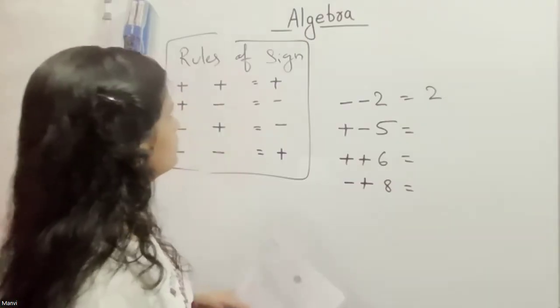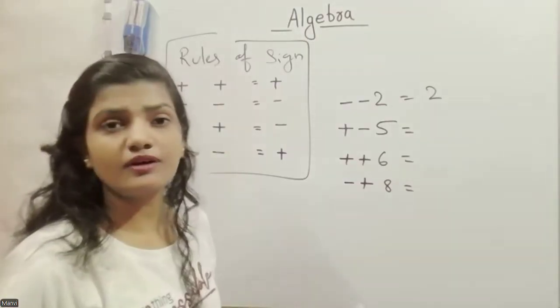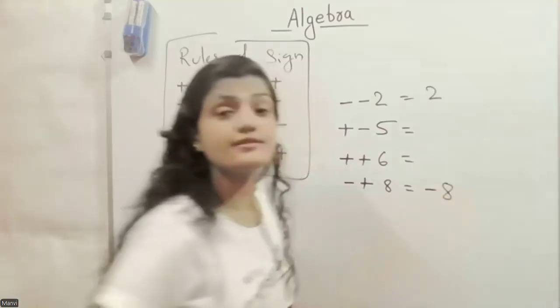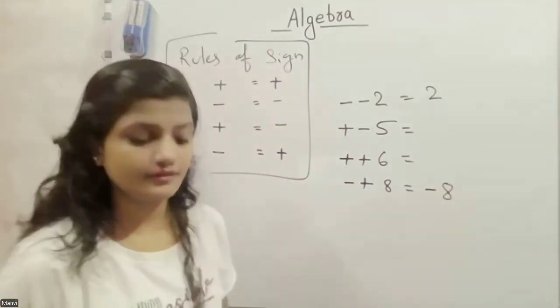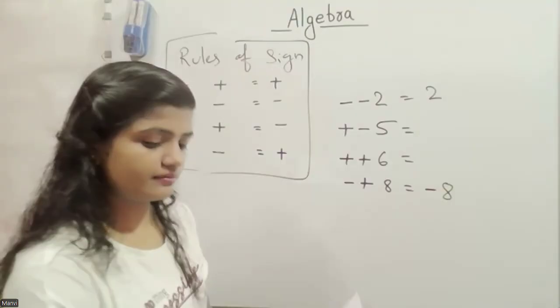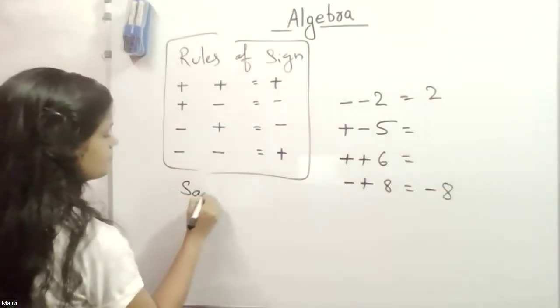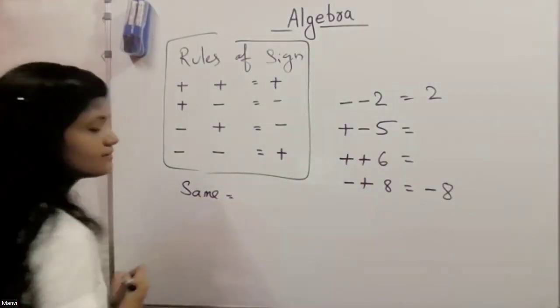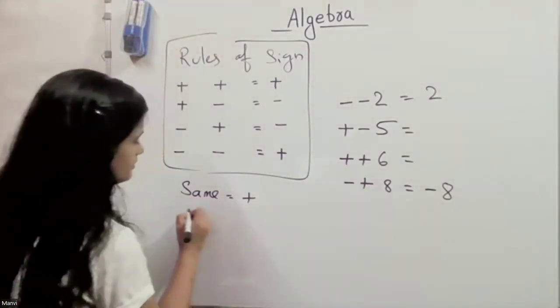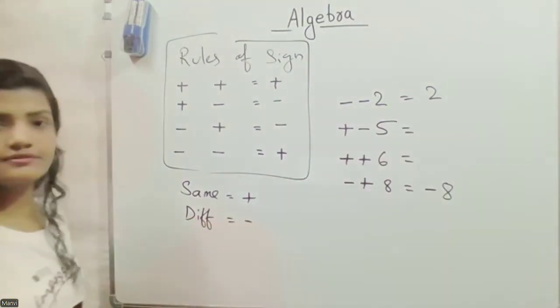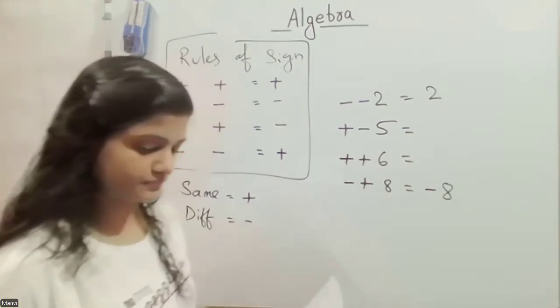So we understand what is a positive number and what is a negative number. So this is actually minus 8, which is a negative number. So the simple rule is: same sign means positive, different signs means negative. Simple rule.